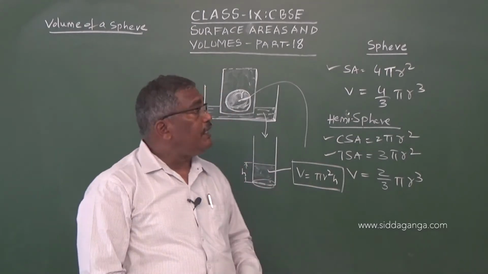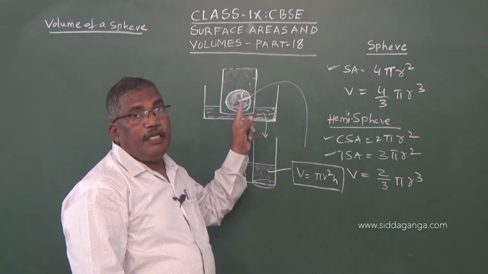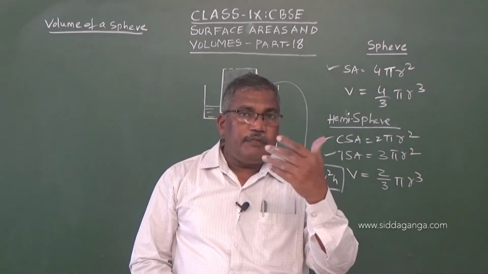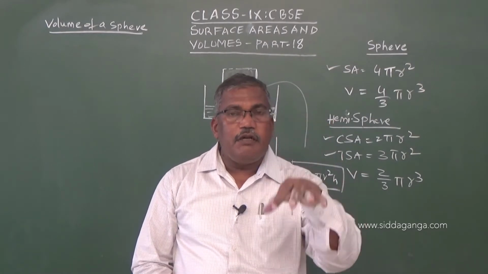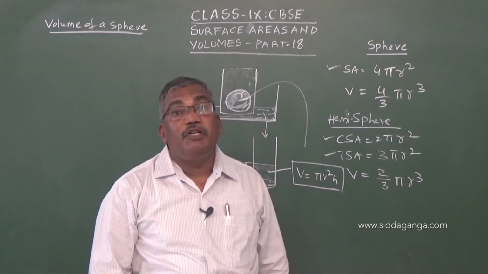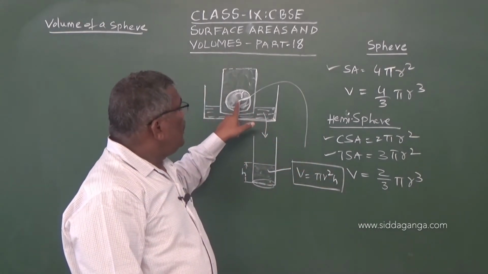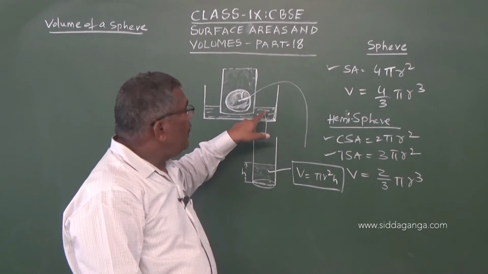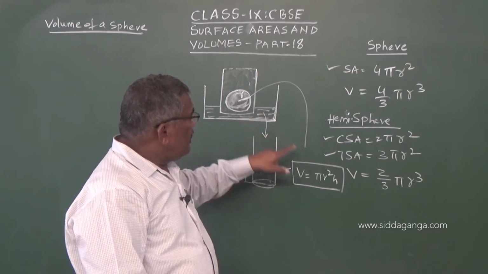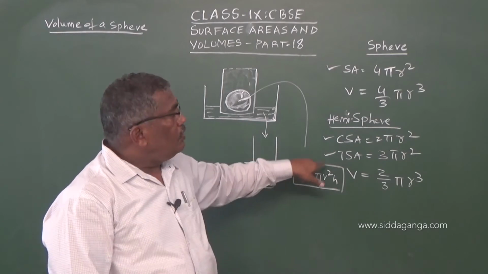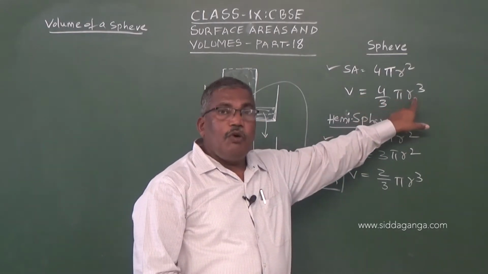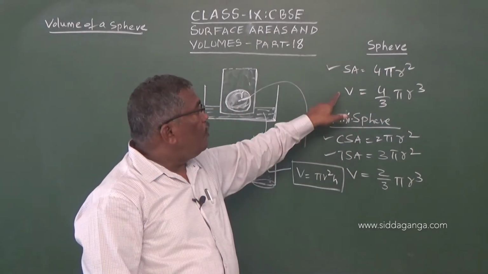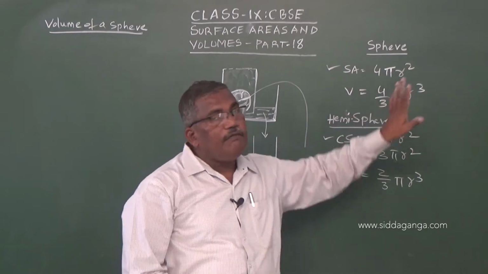So therefore we see the volume of the sphere, the amount of water which is transferred by the submersion of the sphere into the water, the amount of water which is spilled out, the volume of that will be equal to 4 by 3 pi r cube, where r is the radius of the sphere. So that is why we say the volume of the sphere is 4 by 3 pi r cube.